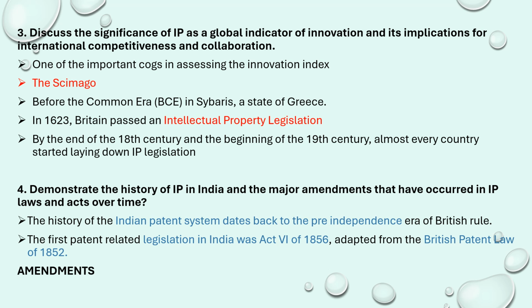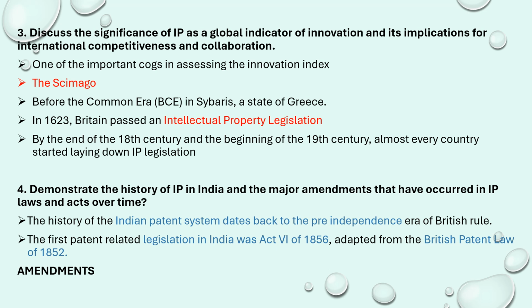And the next question is its implication for international competitiveness and collaboration. So in 1623, first before the era, it was started in the state of Greece, and in 1923, Britain passed an act called the intellectual property legislation. So this carried major changes and major advancement. And then by the end of the 18th century, almost every country started laying out this IP legislation. So this is the implication and competitiveness that happened.